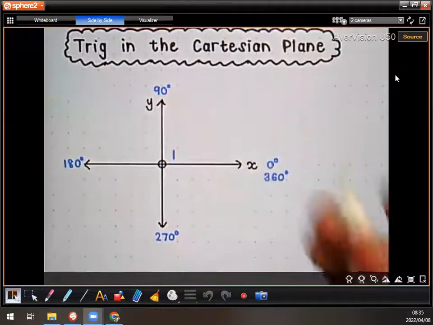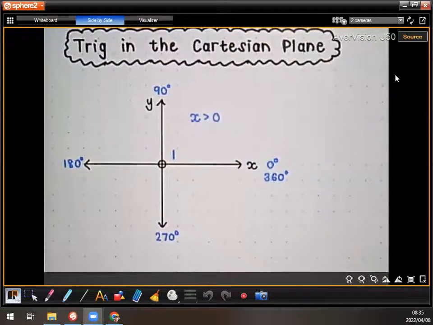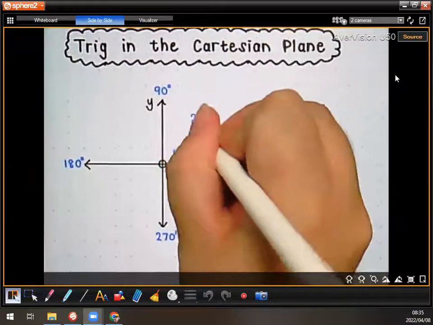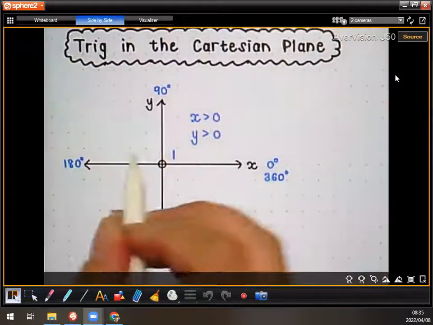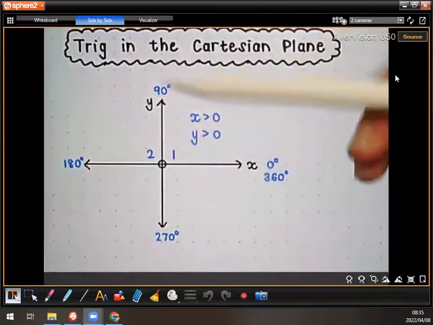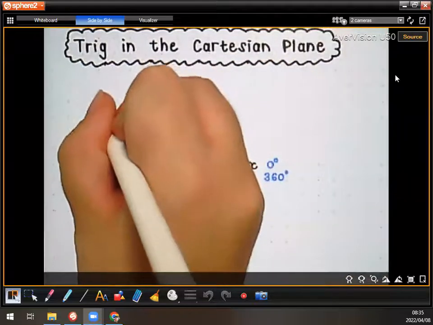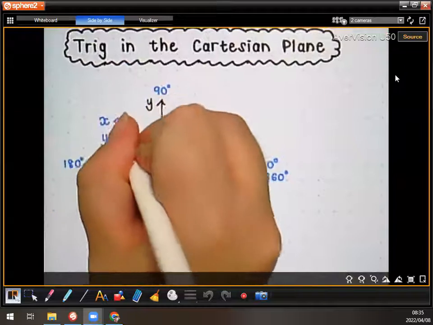So in the first quadrant, x values are greater than 0, positive, right? So x values will be greater than 0, and your y values will also be positive, greater than 0. Okay. Next up, to the side, the next quadrant is quadrant 2. Now, in quadrant 2, we're going to have negative x values, but positive y values. In the second quadrant, x will be smaller than 0, negative, but your y values will be positive.